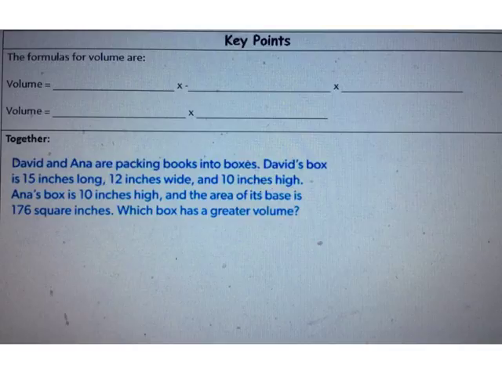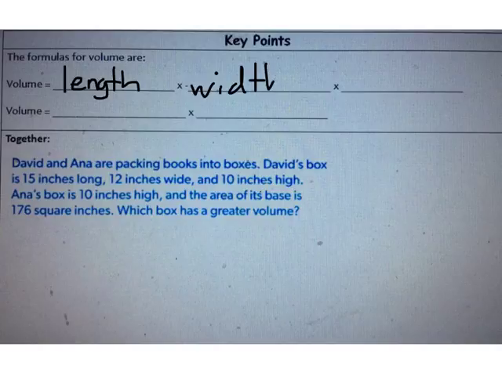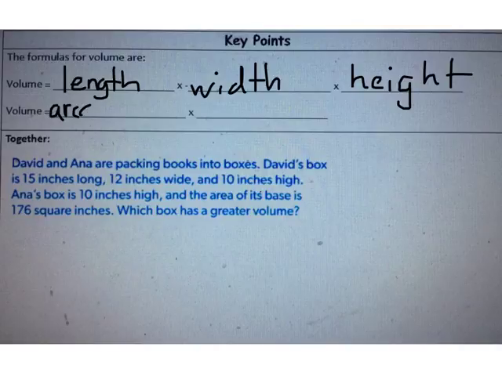Today we're going to talk about finding volume using formulas. We know volume is the number of cubic units that fit inside an object. There are 2 ways we can find volume. We can do length times width times height. Go ahead and write this on your paper. Or we can do area of the base, that's length times width, times the height.